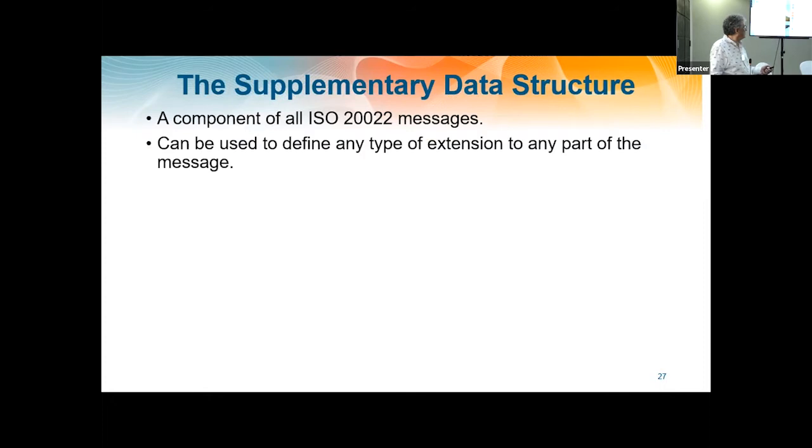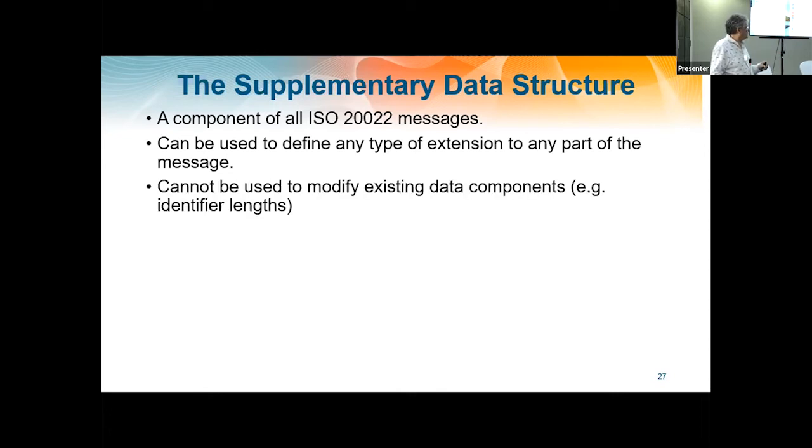Supplementary data structure. It's a component of all ISO 20022 messages. It can be used to define any type of extension to any part of the message. Now, we have, as you know, extension fields, which are key value pairs that any participant in the Mojaloop scheme is allowed to attach to the message to carry specialized content. In TIPS, for instance, they use it to specify whether a request relates to a mobile wallet or to a bank account. That's a specialized TIPS thing. They can do it themselves. They don't need any changes to the Mojaloop specification to do that.